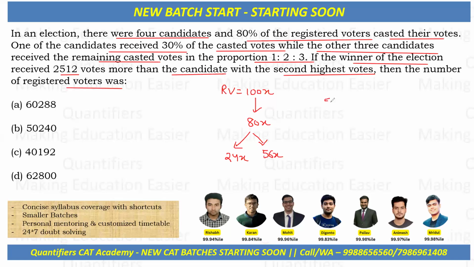Now I have to divide 56x in the ratio of 1:2:3. Now students, you can see the ratio total here is 6, the ratio total is 6, but 56 is not a multiple of 6. So if I divide 56 in the ratio of 1, 2 and 3, my values will not come in integers, they will come in fractions.